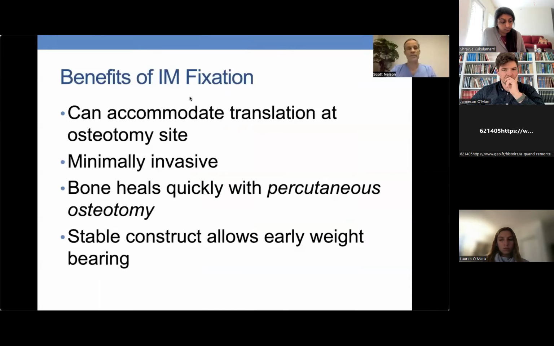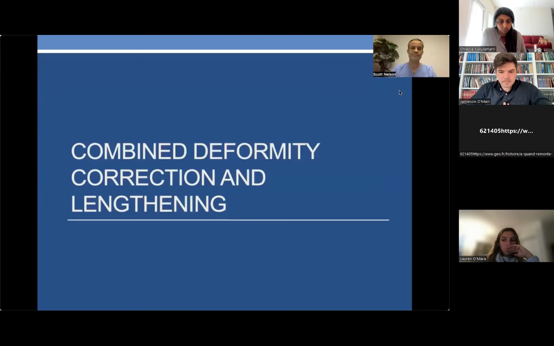So the benefits of intramedullary fixation are that they can accommodate translation at the osteotomy site. In other words, when your osteotomy is not right at the same level as the apex, you need to have translation, and you can translate the bone to a certain extent, and it works nicely for that. It's also very minimally invasive. We use small incisions. It's biologically friendly. It allows full weight bearing immediately in most cases, and it heals quite rapidly.